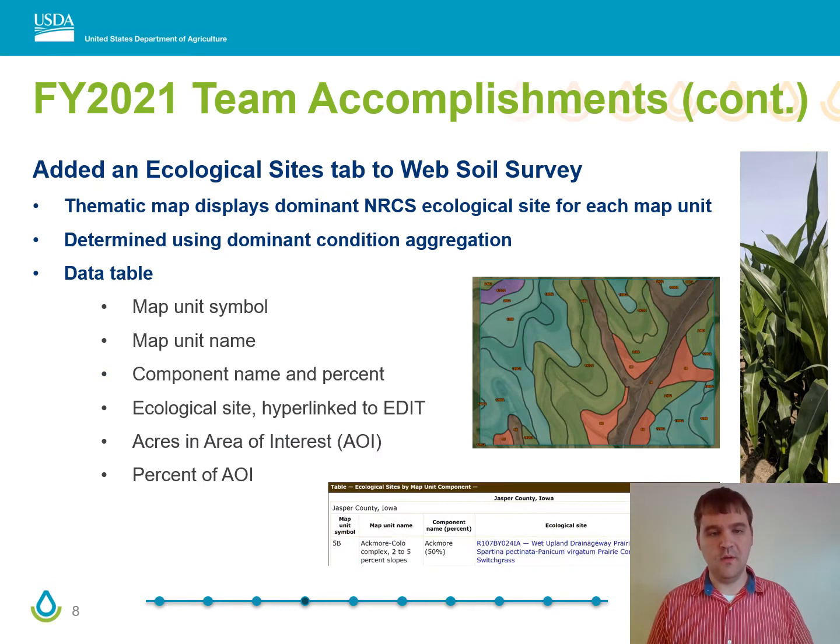Another accomplishment for this year, we were able to add an Ecological Site tab to the Web Soil Survey interface. So this connection between EDIT and NASIS sort of enabled us to get this tab up and running again, and this displays thematic maps based on the dominant conditions for the ecological sites in those map units. And it provides a data table with the map unit symbol, map unit name, the component name, and percent. It has a hyperlink to the ecological site, and it also gives the area in acres of your area of interest and the percent AOI as well.